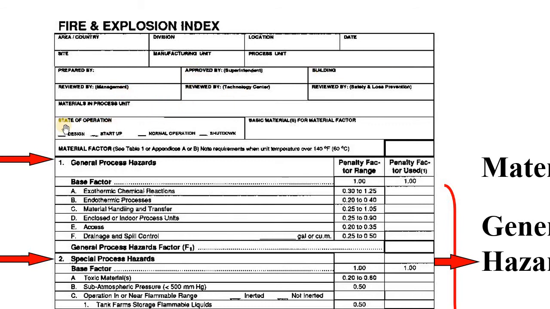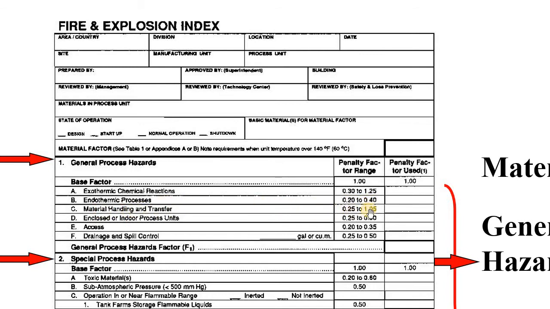And then you're going to start, for example, with the material factor. Okay, so what do we have here? The first thing is the process hazards, exothermic chemical reactions. So the penalty is from 0.3 to 1.25. What penalty are you going to add here? For example, if it's a very high exothermic reaction, you're going to put 1.25. And then endothermic processes, less, of course. You can see 0.2 to 0.4.